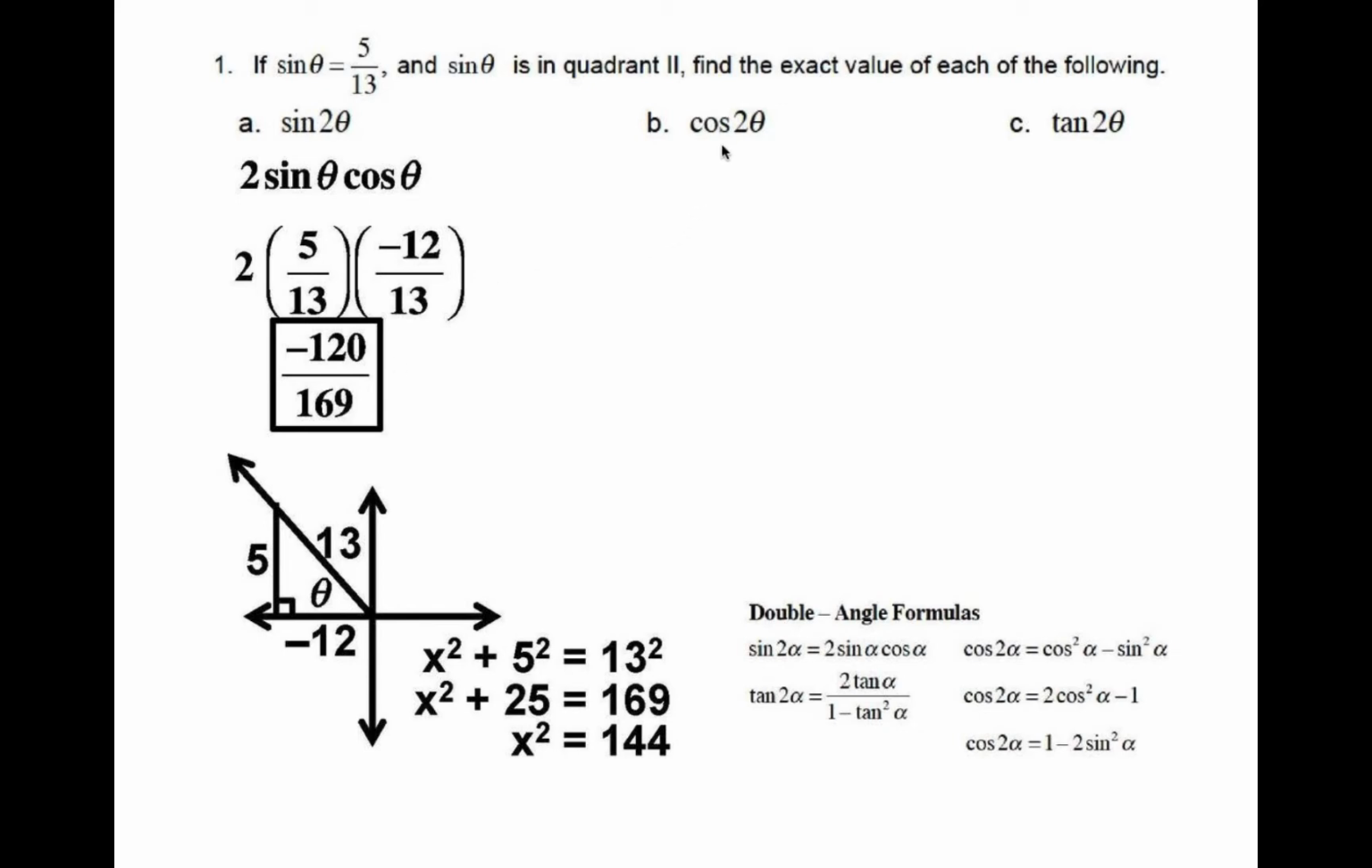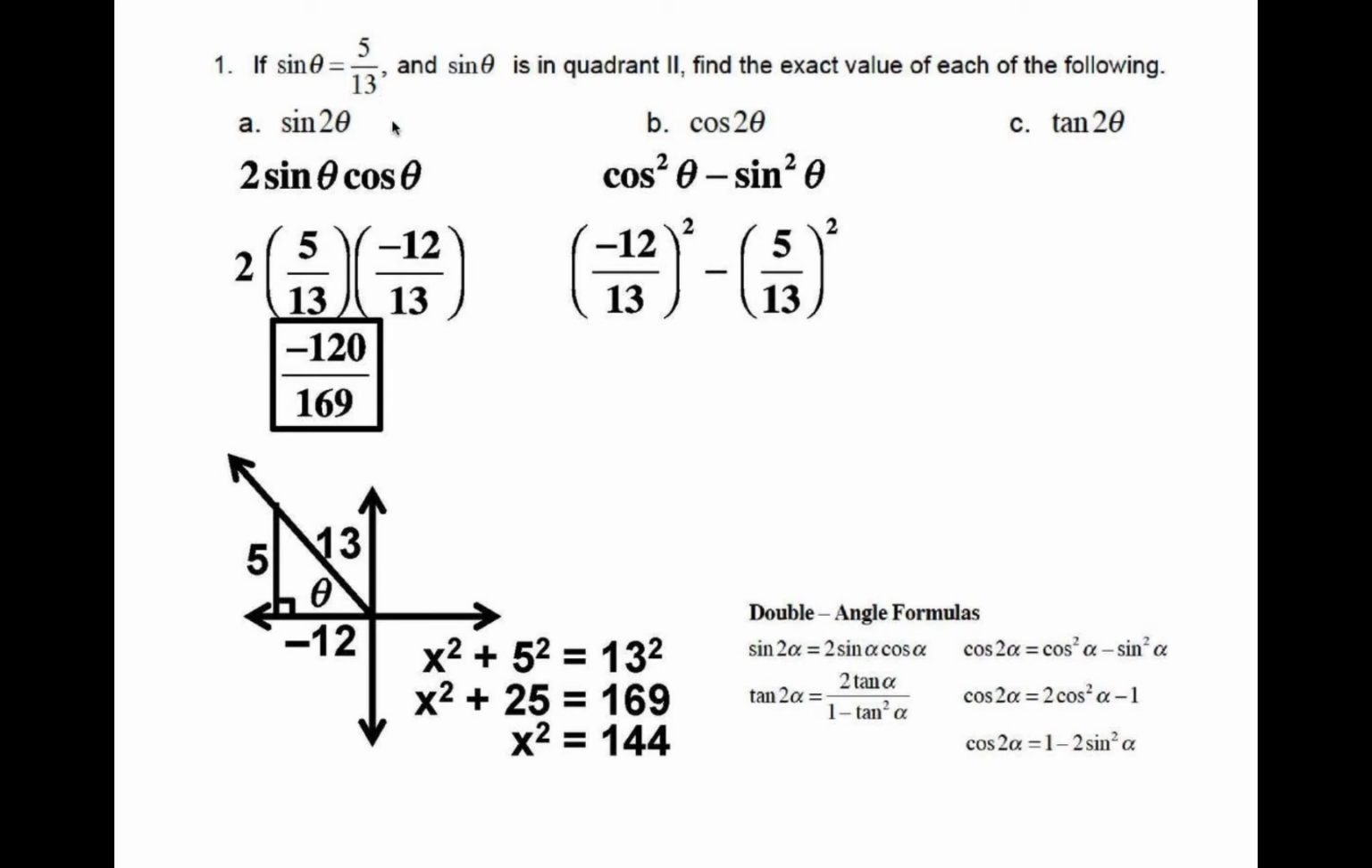All right, let's go on to B. This is the double angle for cosine. I told you I always use the first one, and we're replacing the alpha with the Greek letter theta. So it's cosine squared theta minus sine squared theta. So our cosine ratio, we said, was negative 12 over 13. I am going to square that number. Minus, I'm going to square the sine ratio, which is 5 over 13.